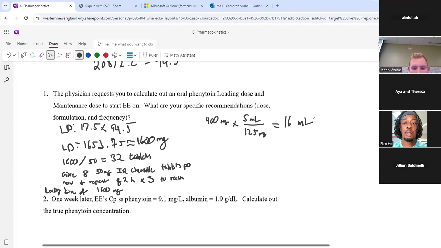So the way you would write your recommendation is give 16 mLs of solution by mouth now and repeat every 2 hours 3 times. And what's also good practice is when you write the 16 mLs, just signify how much that is in milligrams.